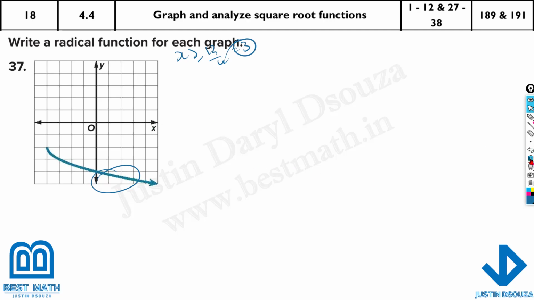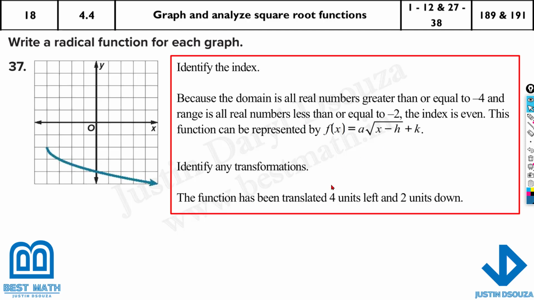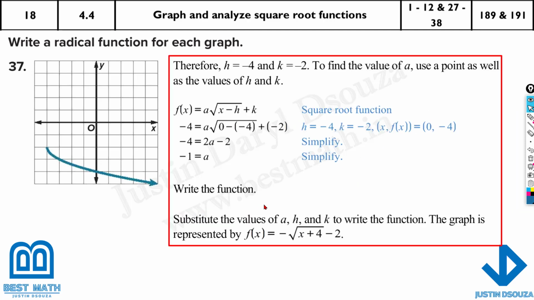And what about this one? They have given us the graph. We need to figure out where 1, 2, 3, 4, minus 4. That means x plus 4 and then minus 2. So the answer will be, see here, this is the answer. It's square root of x plus 4, minus 2. Now what happens is this is reflected along the x-axis downwards, so it's a minus sign. Or just put it in the calculator, you'll get the answer.